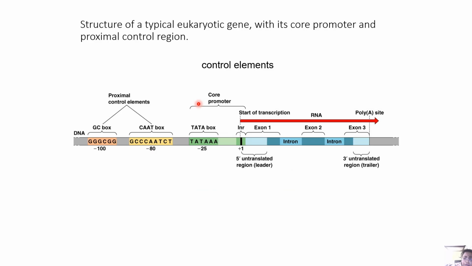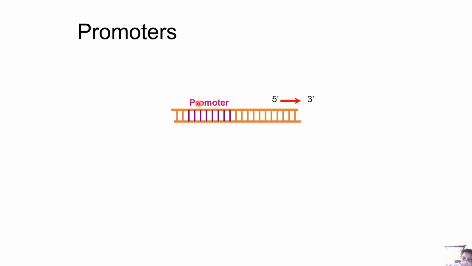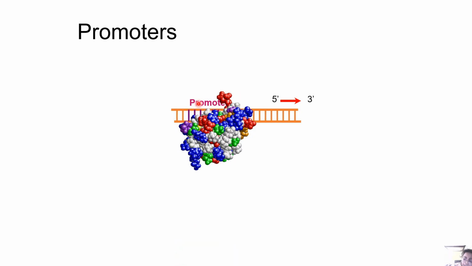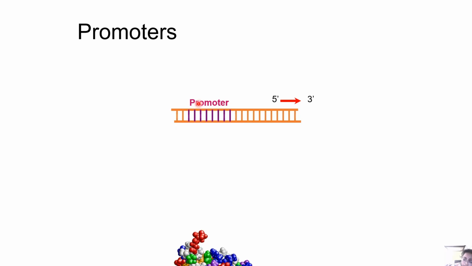The structure of a typical eukaryotic gene with its core promoter and proximal control region. These are the control elements. They are the proximal elements, the GC box and the CAAT box. Here the TATA box, which is the core promoter. Then there is the start of transcription, mRNA, exon 1, 2, and 3, and the poly A site. See the promoter, RNA polymerase will come and attach to the promoter.